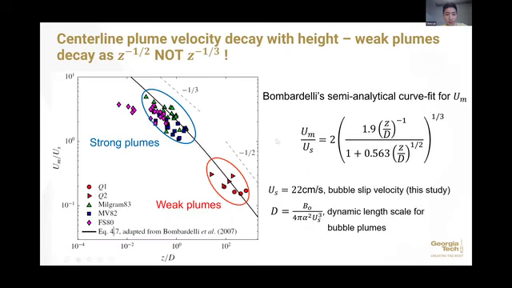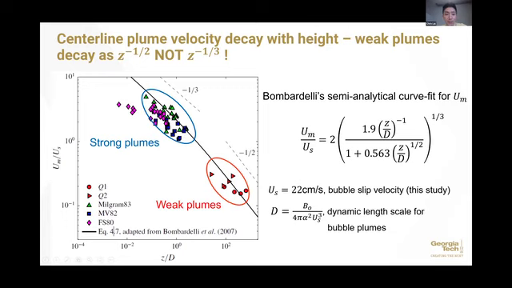Now, let us look at another comparison. Here we are showing the centerline velocity decay of the liquid velocity with height. In the figure, this is a collection of data spanning a wide range of Z over D values, almost over 4 orders of magnitude. What you see is that the weak bubble plumes, in red, cluster in their own range at large Z over D. The strong plumes, the classical plumes, cluster around smaller Z over D, less than about 10. And they have different scaling behavior.